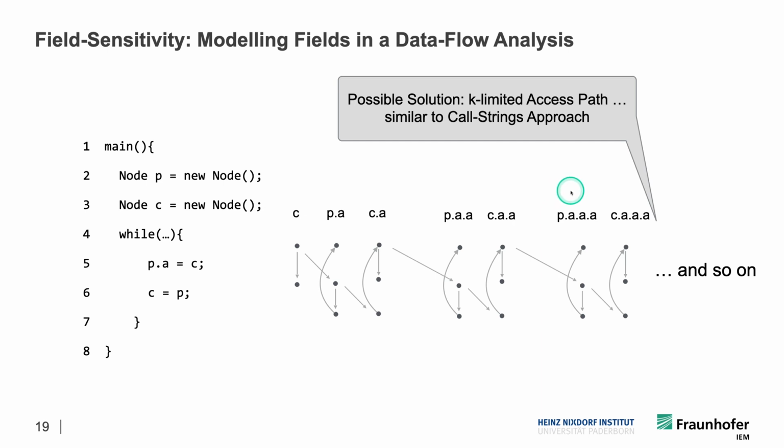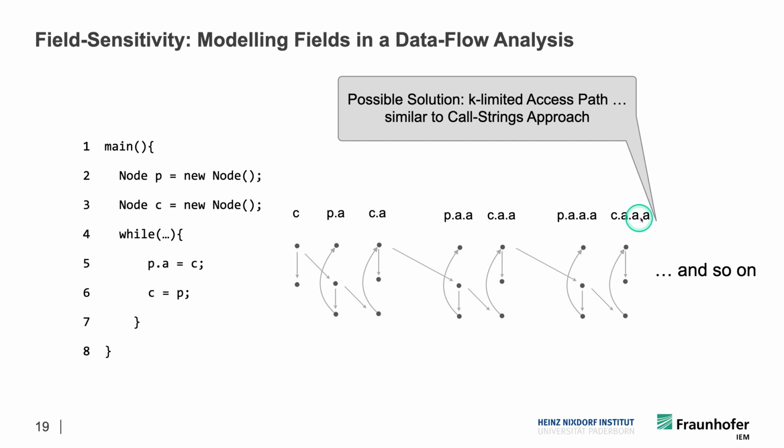So one possible solution is basically a widening, right? So a k-limited access path that simply tells you, okay, after 3 or 4 steps or so, or maybe even just after 1 step, you simply widen and abstract away all the rest of the access path. So you replace this, for instance, by c.a.star or simply by representative c.a. And that will then allow you to terminate, right? Because now you have a finite domain again, so that's really essential.